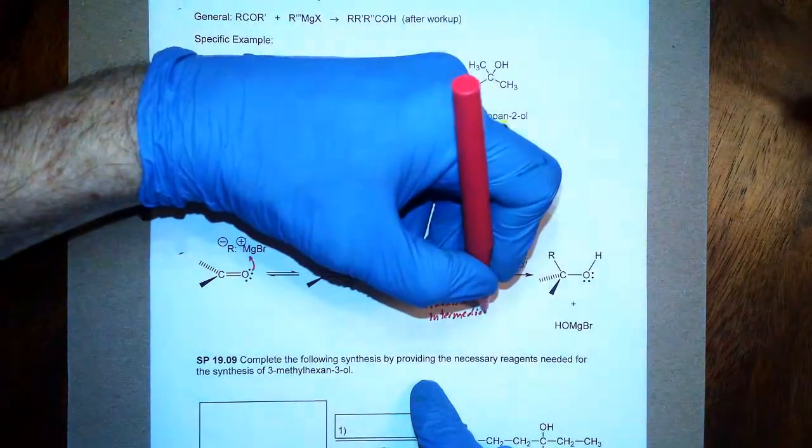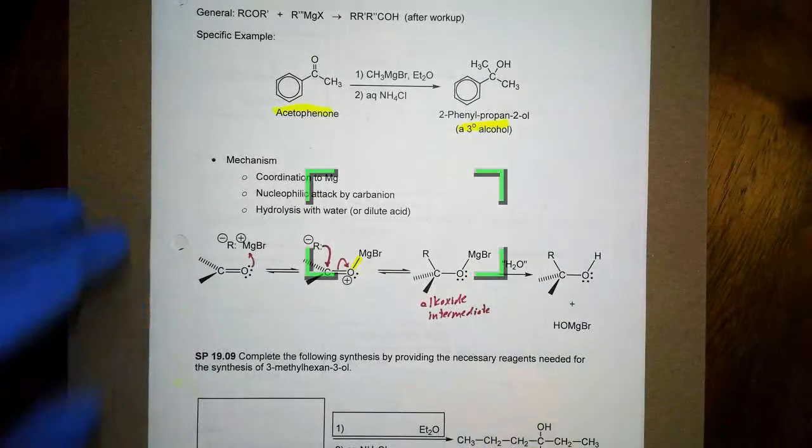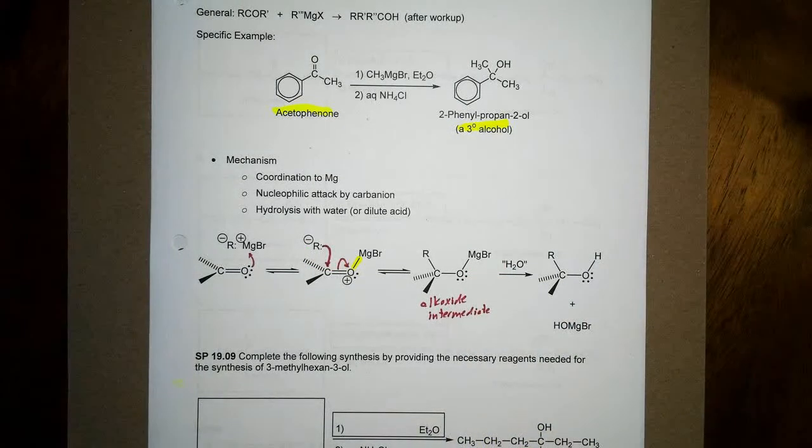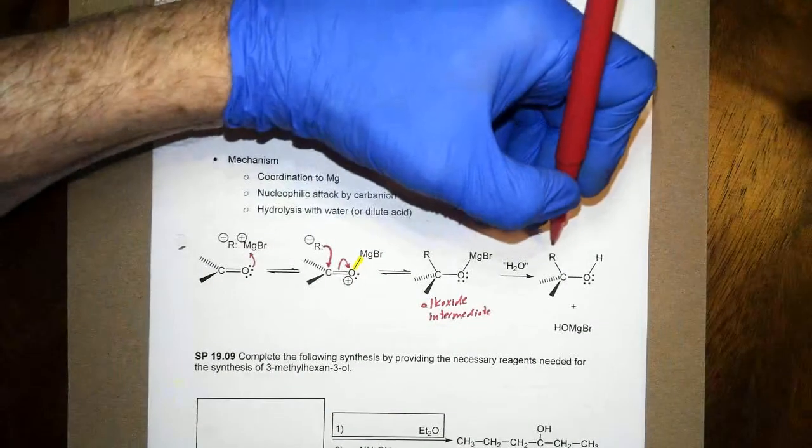Alkoxide intermediate. And then you would add water, and usually we don't add water, we add something like ammonium chloride or something to have the pH far less than 7, and then that would actually convert the alkoxide into the corresponding alcohol.